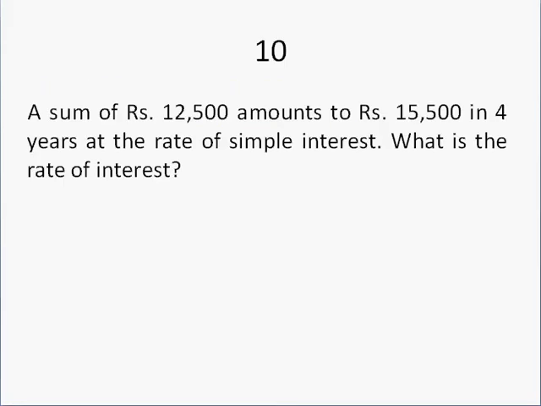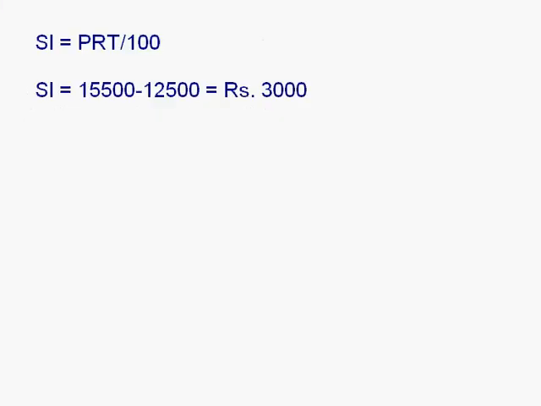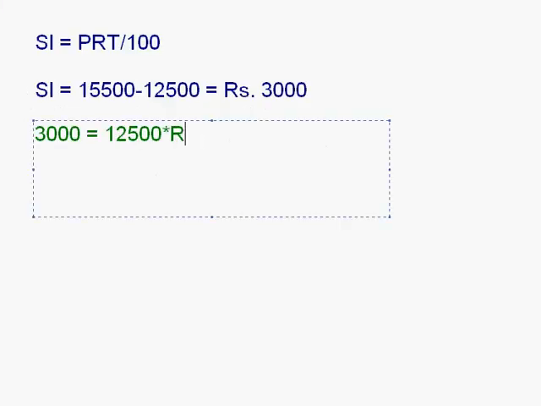No, R is not given. That is required to be found out. Time is given to be 4 years. So R will remain as it is, and time is 4 years, divided by 100. So if we solve it for R, it will become 3,000 times 100 upon 12,500 times 4. So it will be 6%.